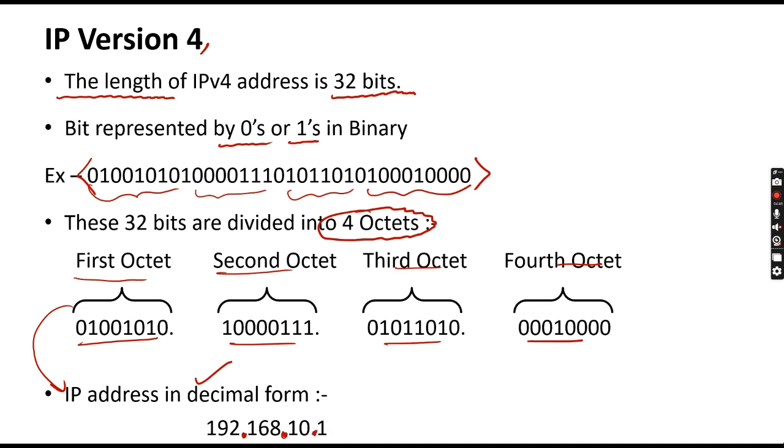For example, 192.168.10.1 is one of the valid IP addresses. Like this you will be getting each and every IP address separated by dots.